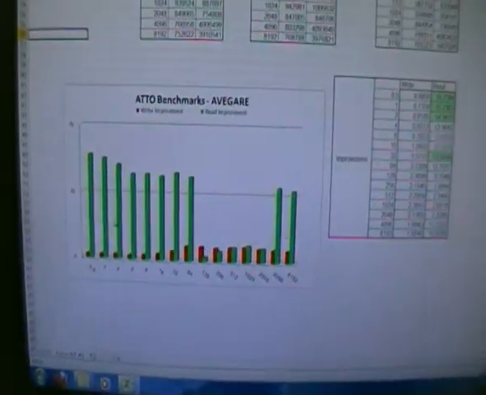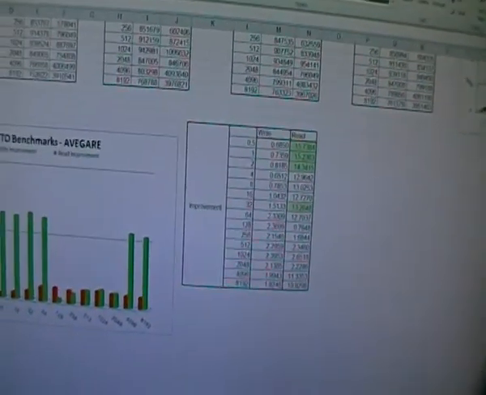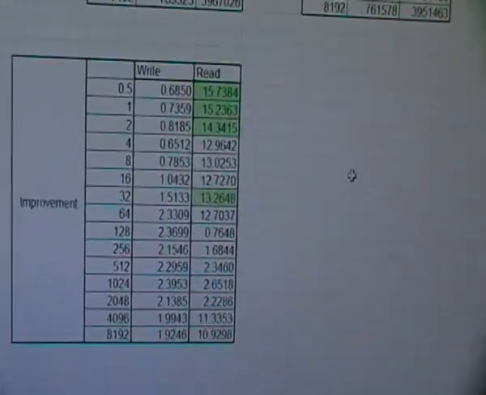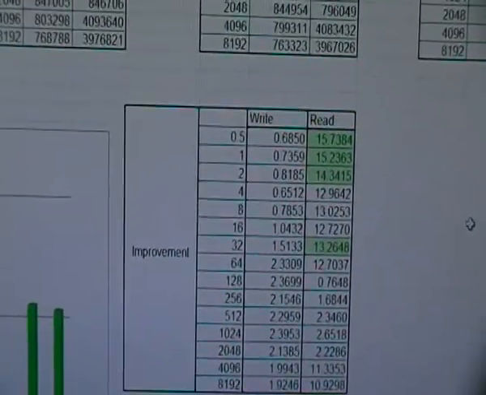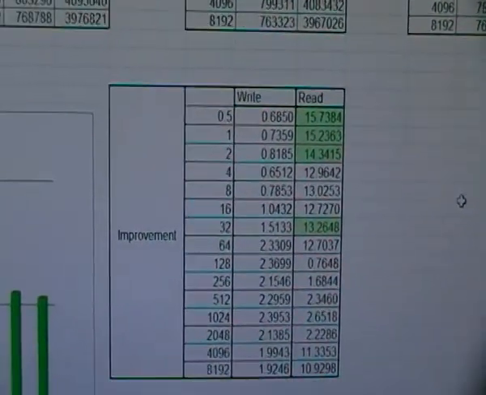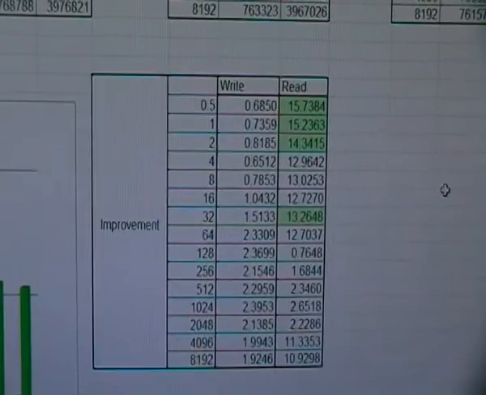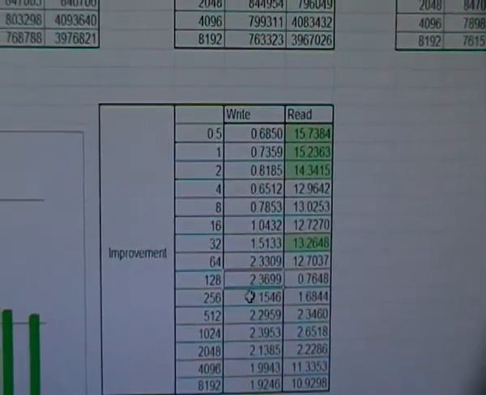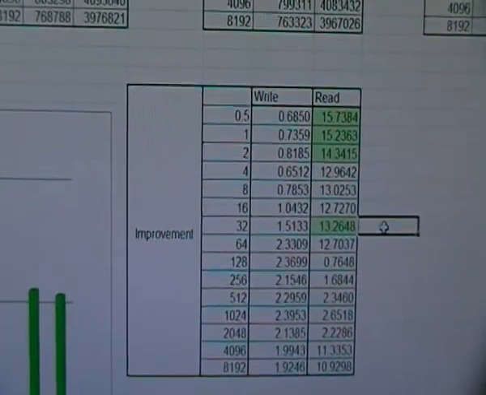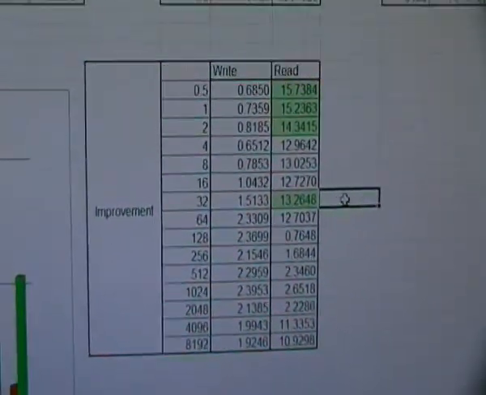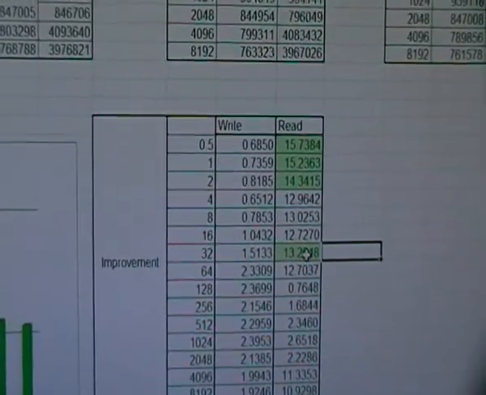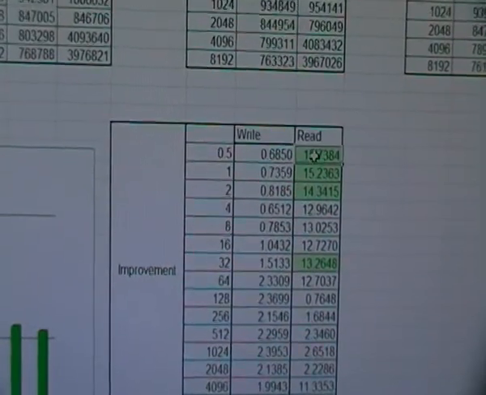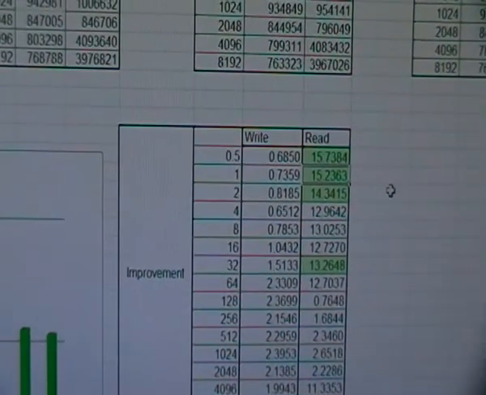So what I did was I compared the results from before. I wanted to see how big the improvement was. The write time was okay. At most it was like 2.2, something like that. It's pretty okay. But the biggest advantage was in the read time, which was 13 times, and 15 times, and 15 times again.